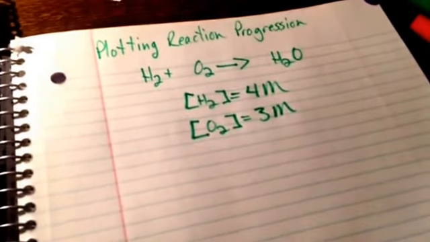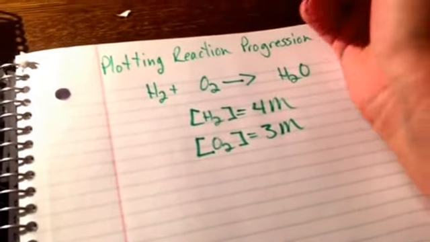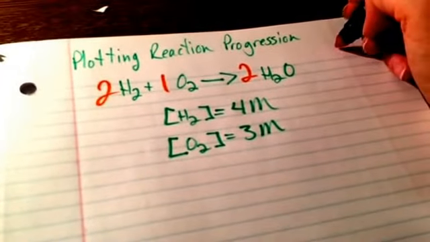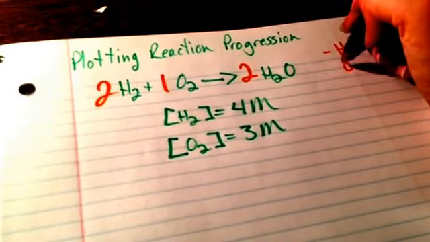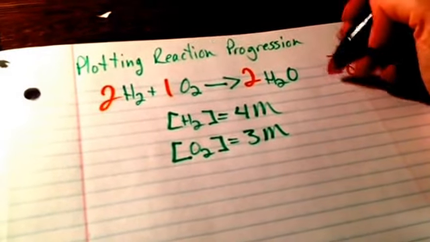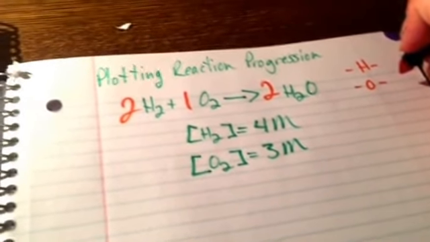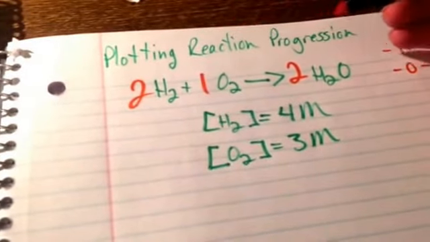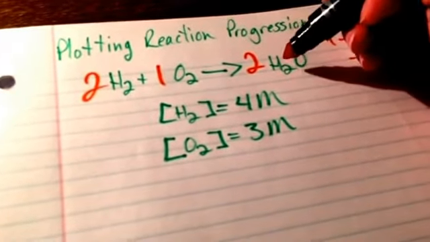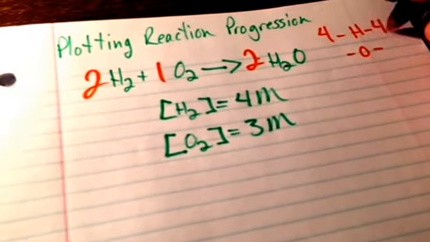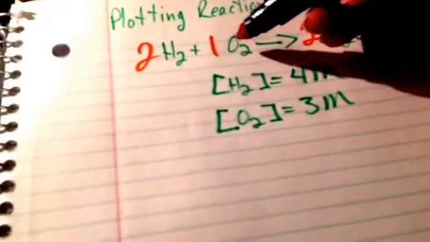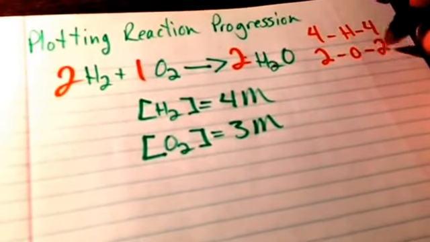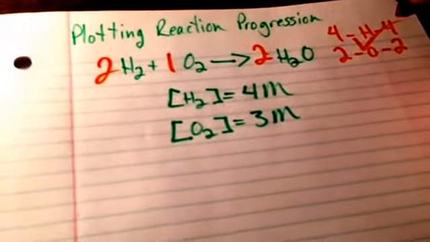The first thing to do when you're plotting reaction progression is to make sure your equation is balanced. If you want to check that, you can go over here to the side and write out what you have, and this will be your left and this will be your right. So on the left side of the reaction, we have 2 times 2 is 4 hydrogen. On the right side, 2 times 2, 4 hydrogen. Over here we have 2 oxygen, and here we have 2 oxygen, which means we balance this correctly.